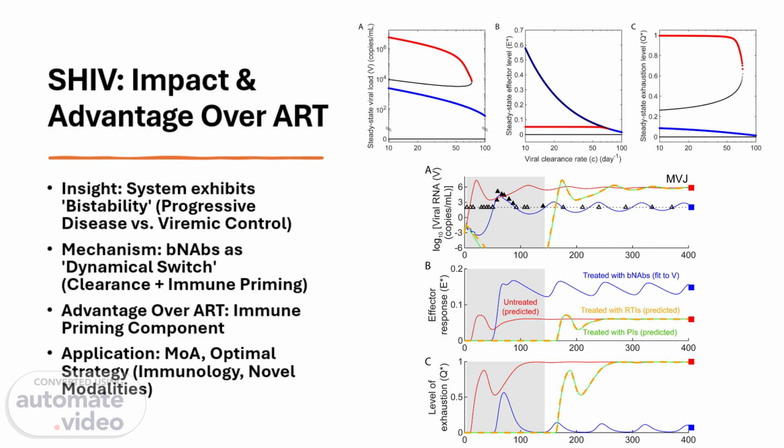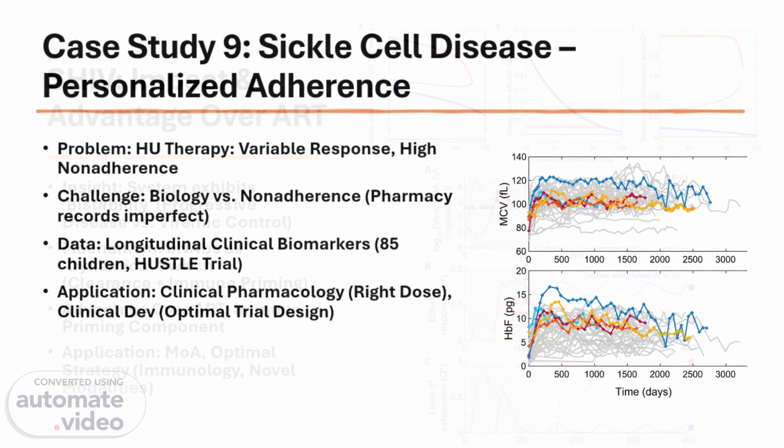The application is crucial for understanding MOA, developing optimal strategies in immunology, and exploring novel modalities for HIV treatment. The graphs illustrate the bistable behavior and the sustained control achieved with BNAB treatment compared to ART. Our final case study focuses on sickle cell disease, SCD, and the challenge of personalized adherence to hydroxyurea, HU therapy.